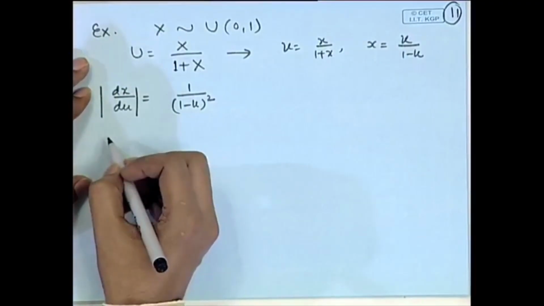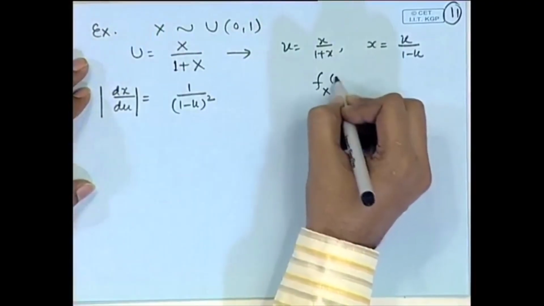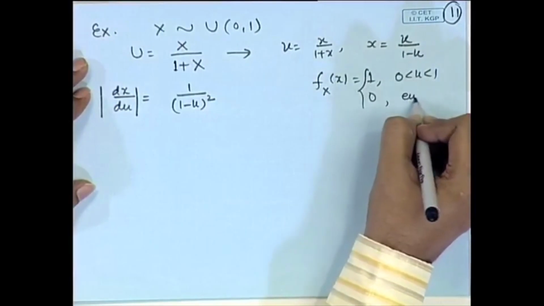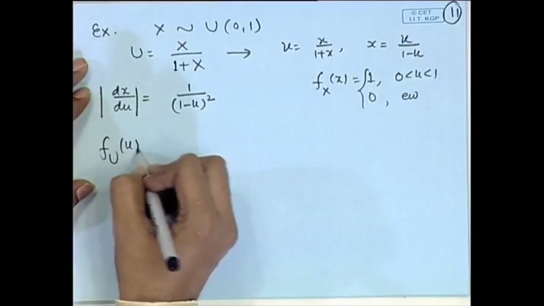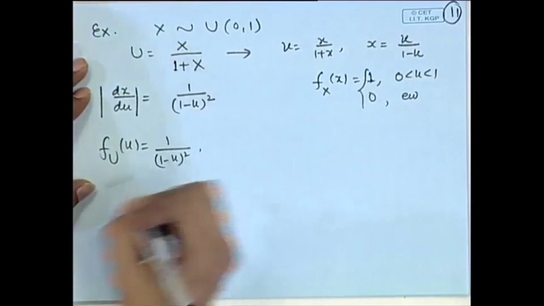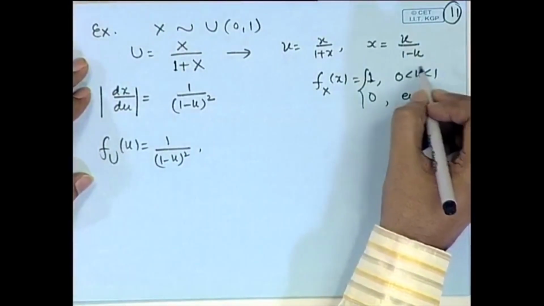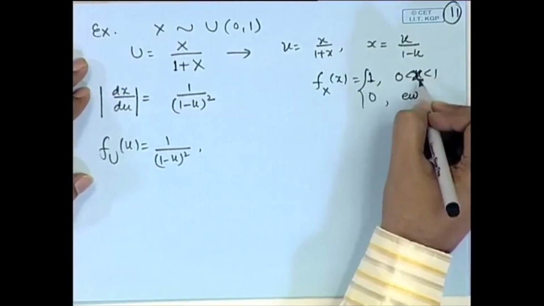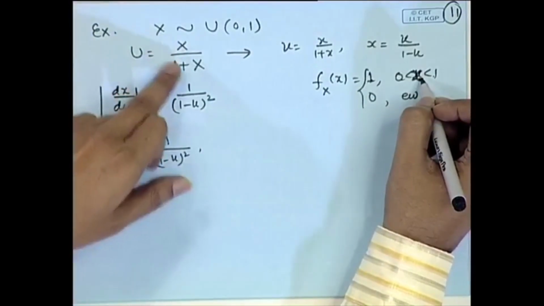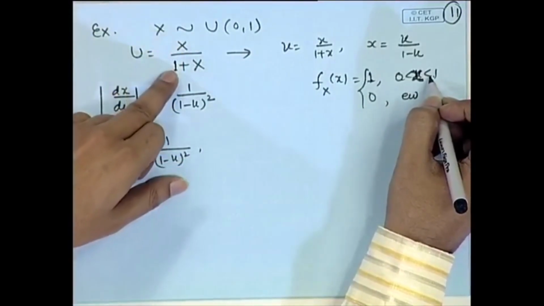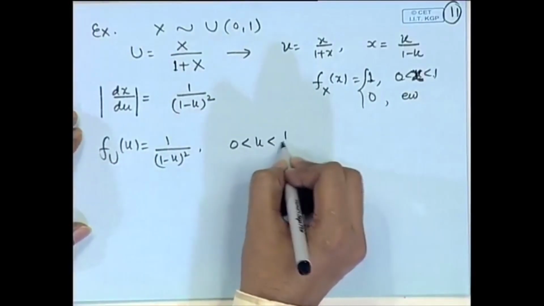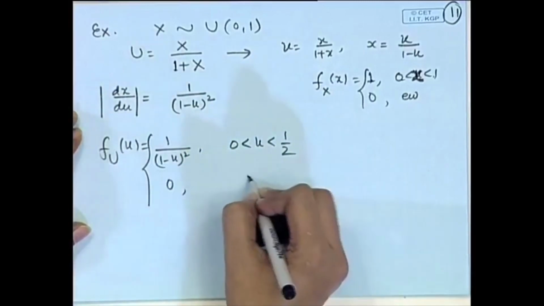Here the density function of x is 1 for 0 less than x less than 1. So, the density function of u is obtained as 1 into 1 by (1 minus u) square. What will be the range? When x is between 0 and 1, so when x is 0, this is 0, and when x is 1, then this is half. It is a strictly increasing function. So, 0 less than u less than half, and it is 0 elsewhere.